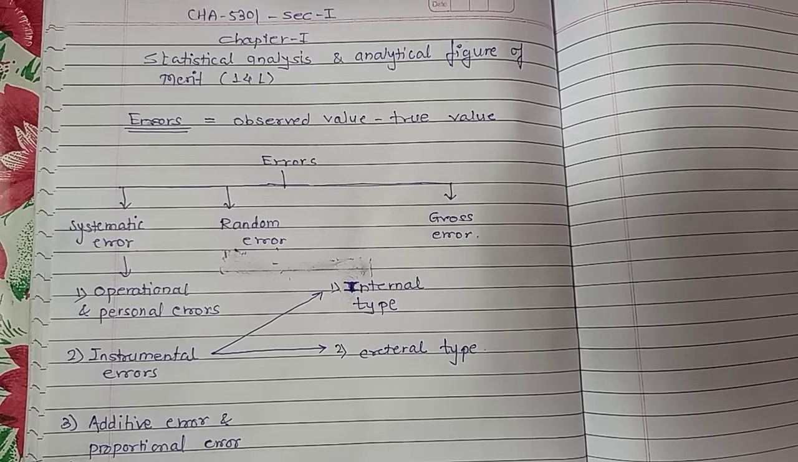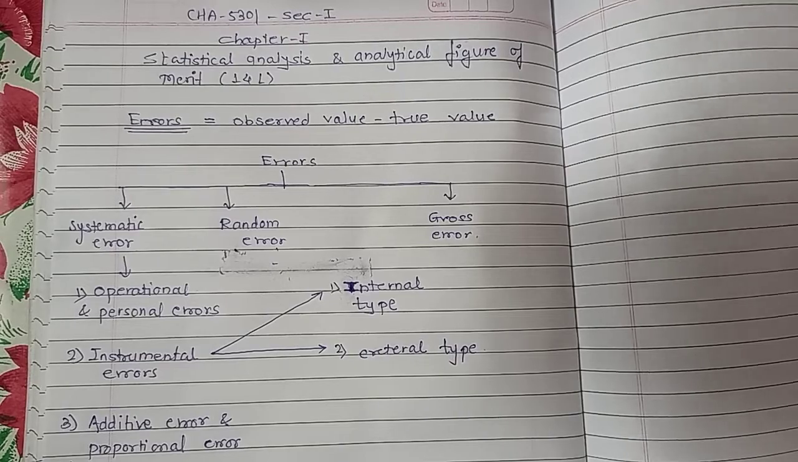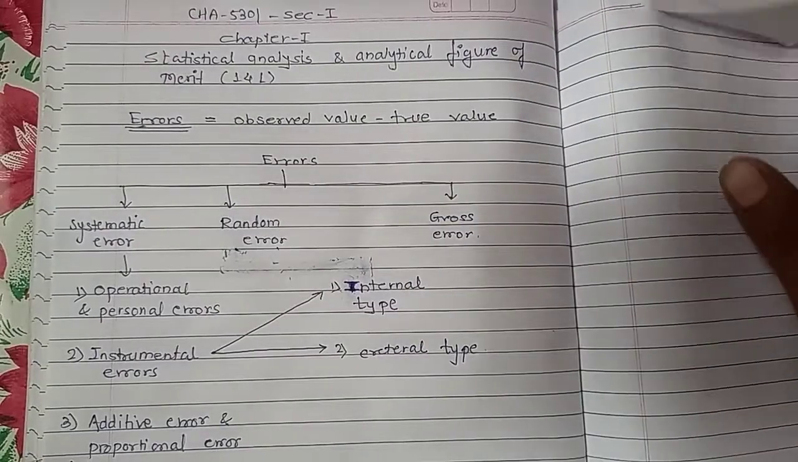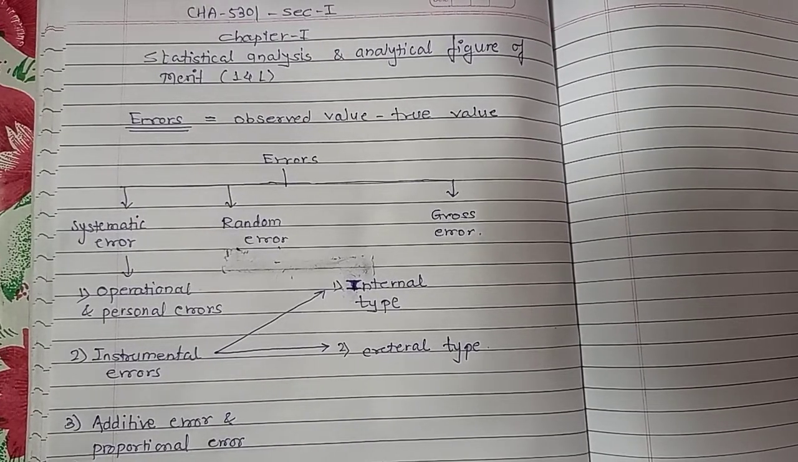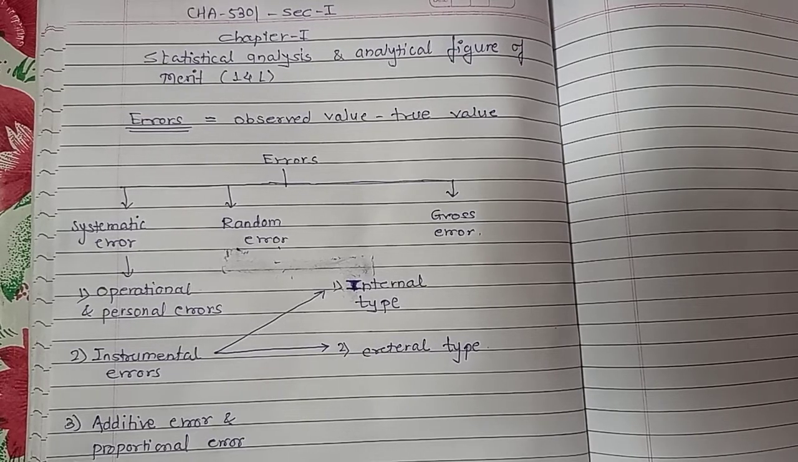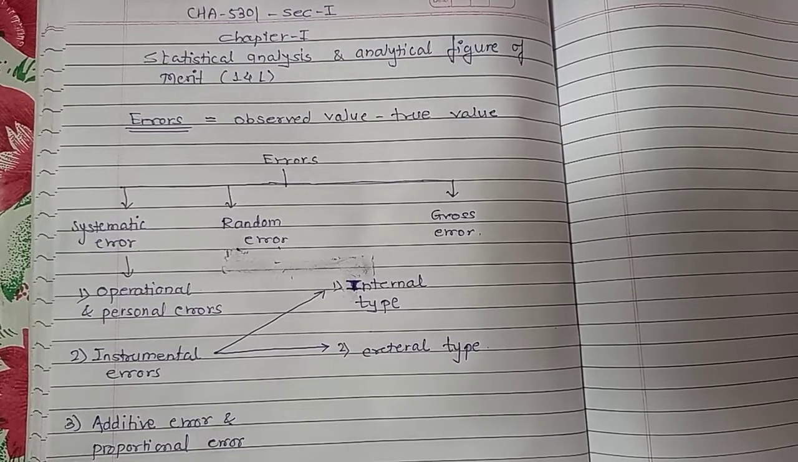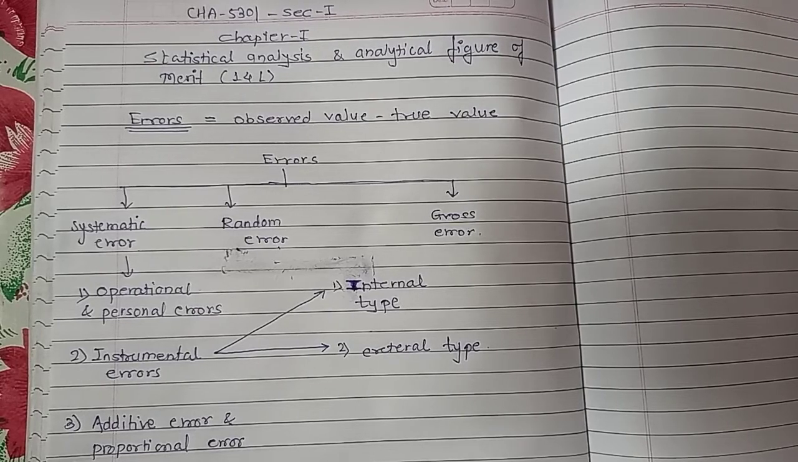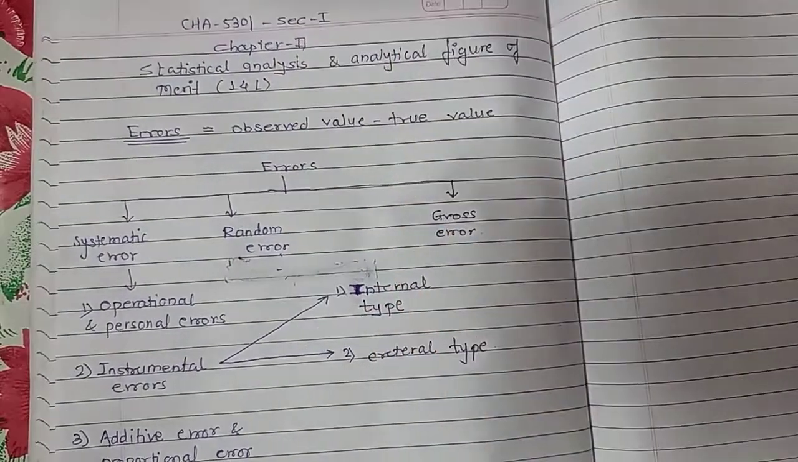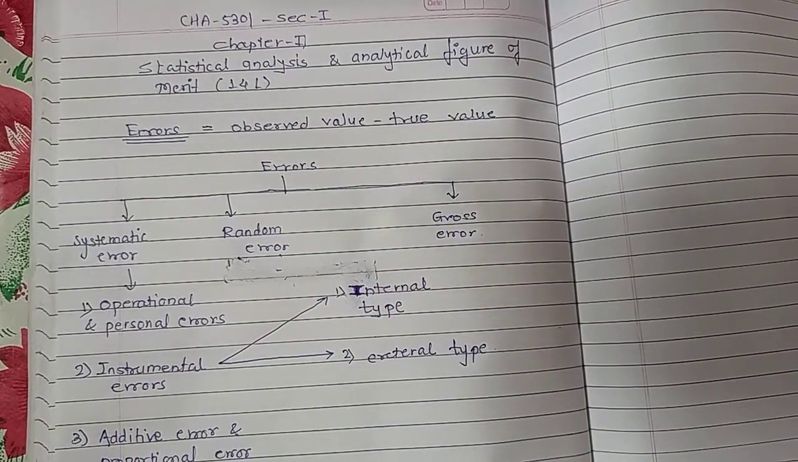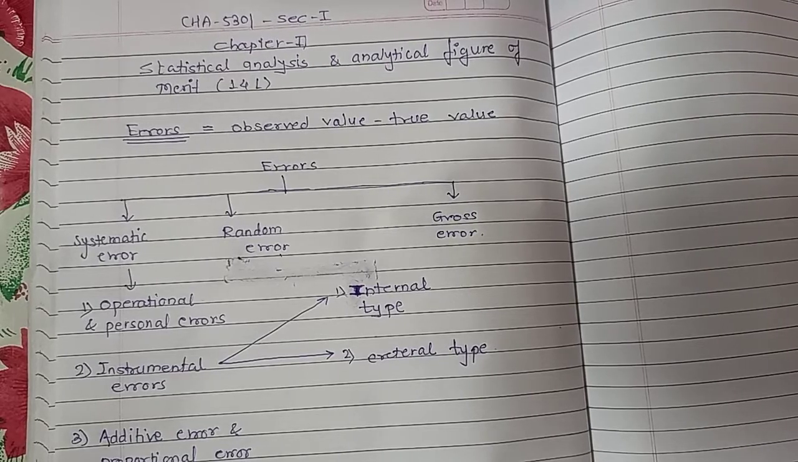the revision of the previous topics. I am K.M. Rupnavar and I am teaching you CHA 5301, whose section number 1 is assay validation and statistical data analysis. From section 1, chapter 2, I am going to teach you. The heading of the chapter is, as said earlier, statistical analysis and analytical figure of merit.